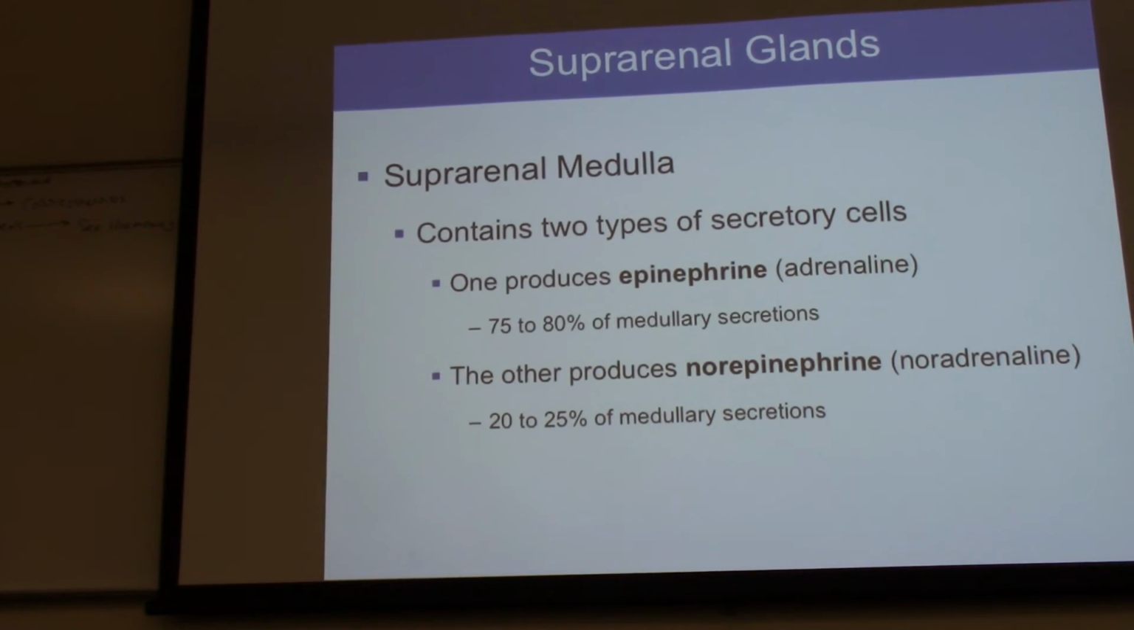Let's talk about the medulla now for just a minute. It has two kinds of cells. You can't identify the difference between the cells under the microscope, and I don't want you to. Just know that one of them produces epinephrine, adrenaline, which is about 75 or 80% of the secretions of the medulla, and the other one is norepinephrine, which is just one little carbon different. And that's about 25% of the medullary secretions.